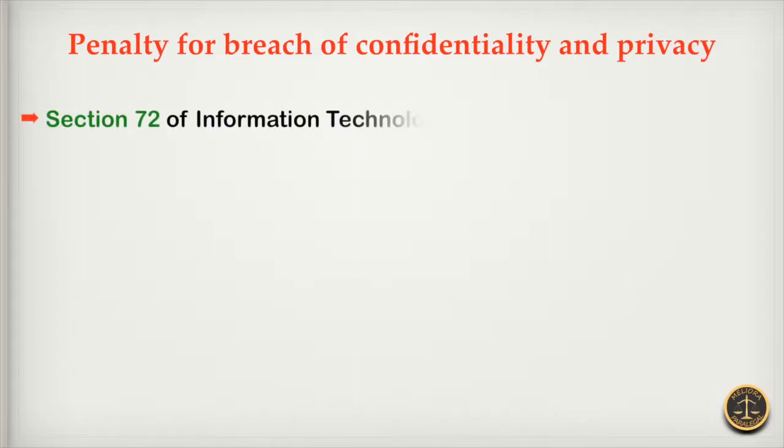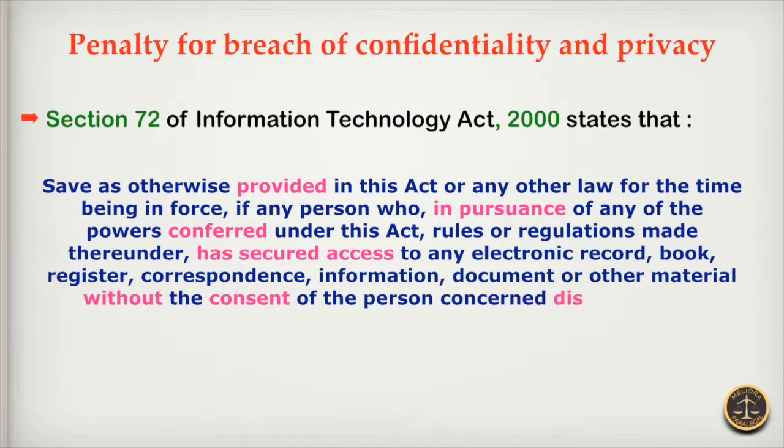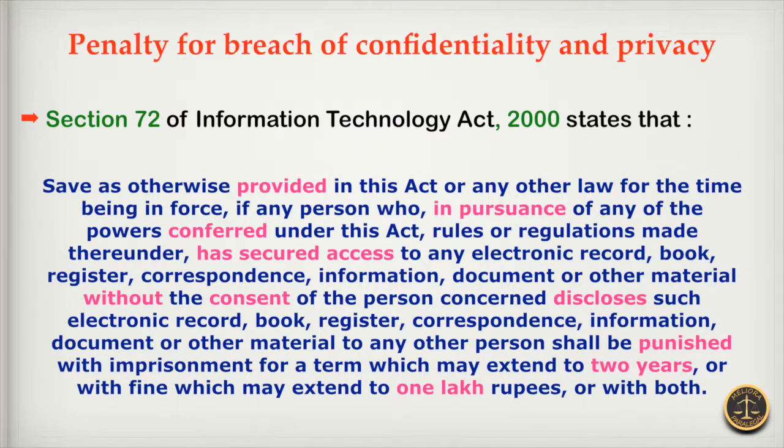Next, penalty for breach of confidentiality and privacy. Section 72 of Information Technology Act 2000 states that save as otherwise provided in this Act or any other law for the time being in force, if any person who, in pursuance of any of the powers conferred under this Act, rules or regulation made thereunder, has secured access to any electronic record, book, register, correspondence, information, document, or other material without the consent of the person concerned, discloses such electronic record, book, register, correspondence, information, document, or other material to any other person, shall be punished with imprisonment for a term which may extend to 2 years, or with fine which may extend to 1 lakh rupees, or with both.